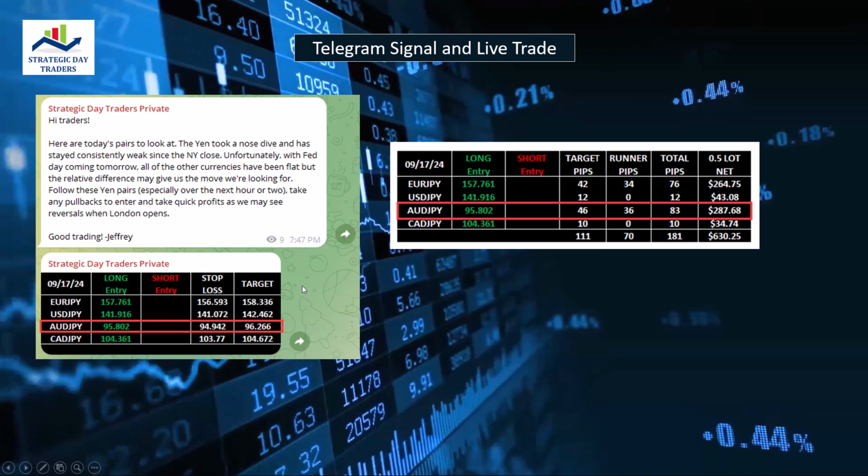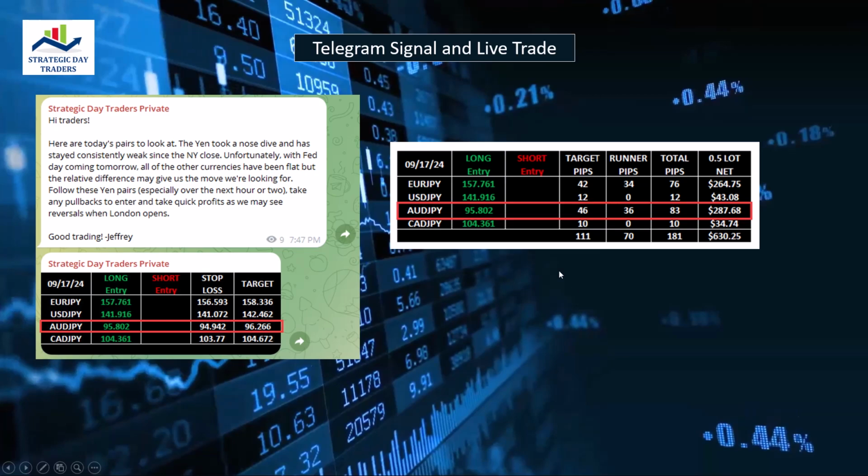But there's no reason, if we get a quick move, not to take our trades and take our profits within just the first couple of hours while the Asian session is running. So this is what I released in this particular case. Here's what I projected on the AUD/JPY. Take a long on a pullback at 95.802 and the stop loss and the potential target. We hit that, and these are the results.